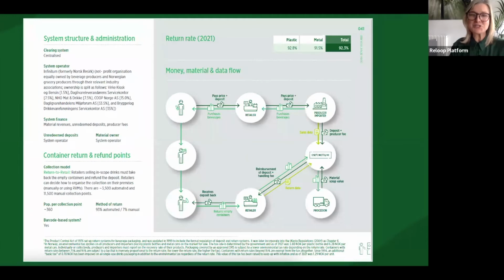We also have a section on the material flow, which also shows you the data flow and the money flow. We have information on the system operators, how unredeemed deposits are being used, the collection model, as well as performance. So there's a lot of information in every single program where we were able to get the information. It's all here in the book.